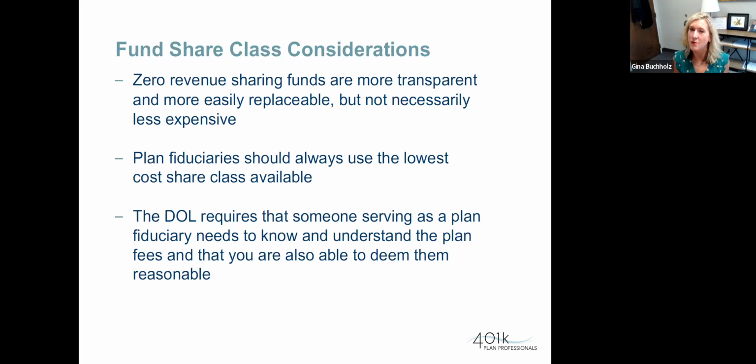That's an analysis we've done for a lot of our clients. If they have revenue sharing funds, we'll often take a look at, hey, what would your fees be if we moved to zero revenue sharing funds? And would that be in the best interest of your plan participants?